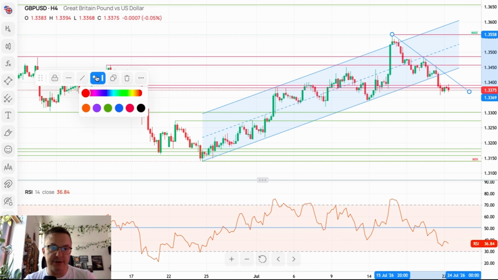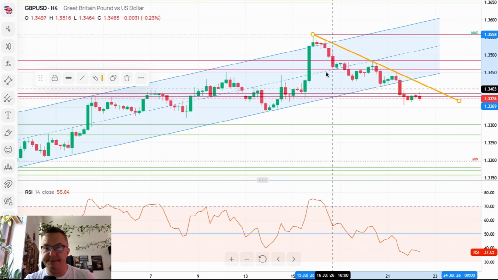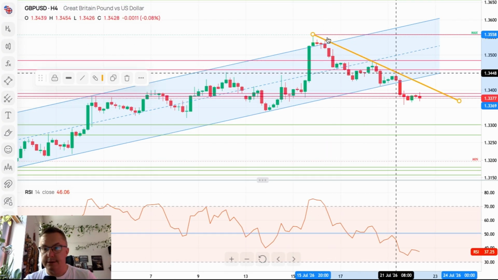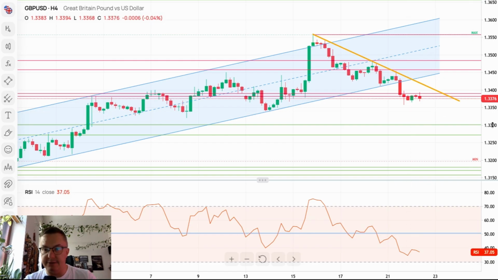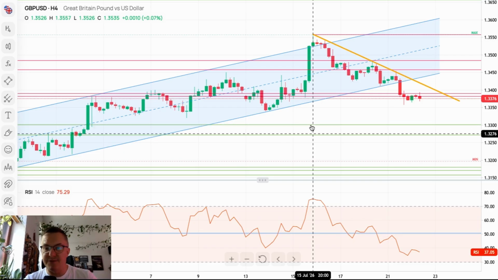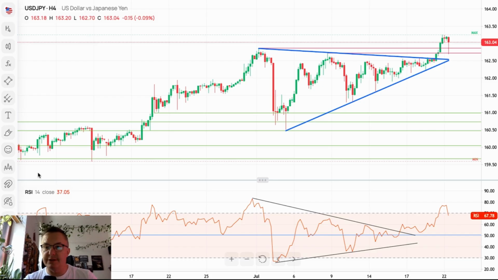Let me just change the color to an obvious one, the orange, and make it a little bit thicker so we can see it clearly. Now we zoom in. Look at this. Definitely the technical market is respecting the trend line. So as long as we trade below the trend line, the outlook remains bearish. Next target, technical support at 1.33 and 1.3273.